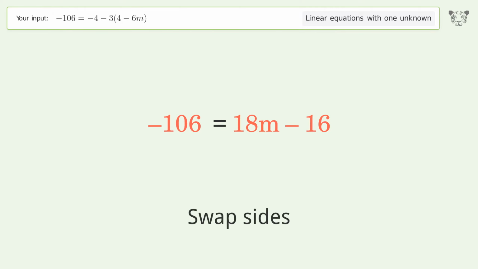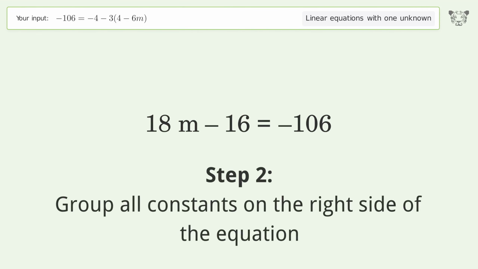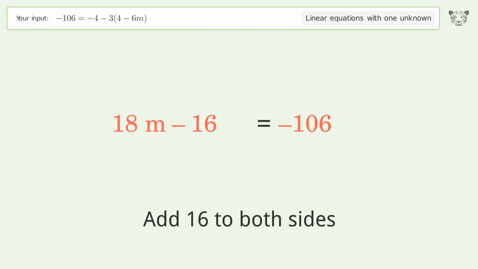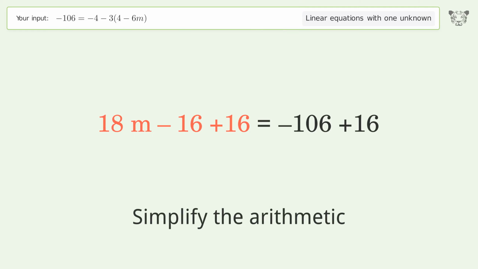Swap sides. Group all constants on the right side of the equation. Add 16 to both sides. Simplify the arithmetic.